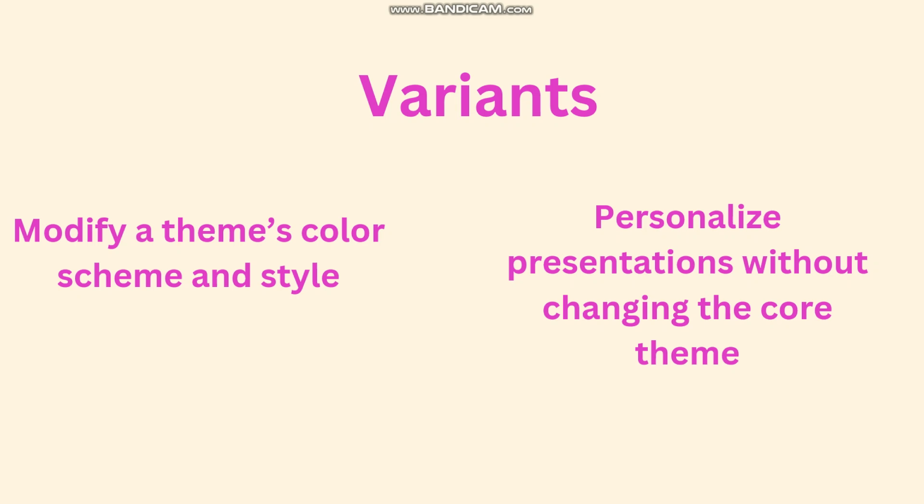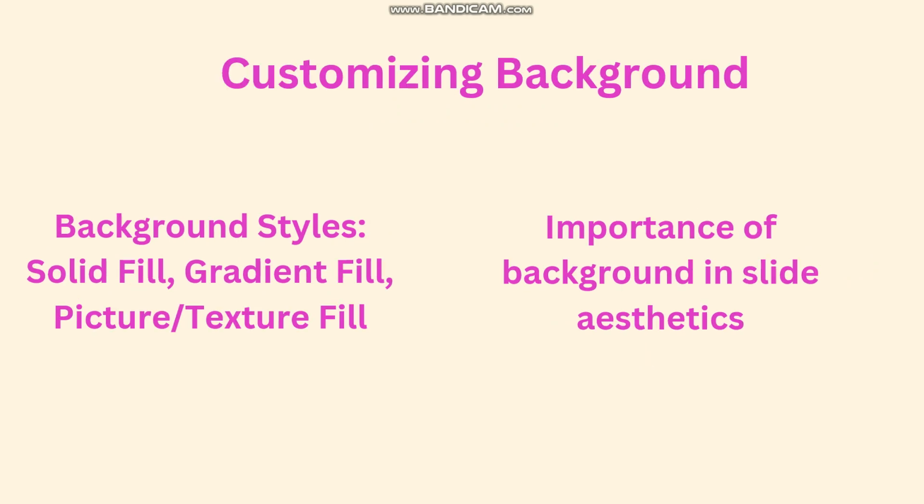Once you've chosen a theme, you can customize it further using variants. Variants allow you to modify the color scheme and style of your chosen theme to make it better match your content or branding. Variants are a quick way to personalize your presentation while keeping that cohesive, unified design that themes provide. It is perfect if you want a unique look without starting from scratch.